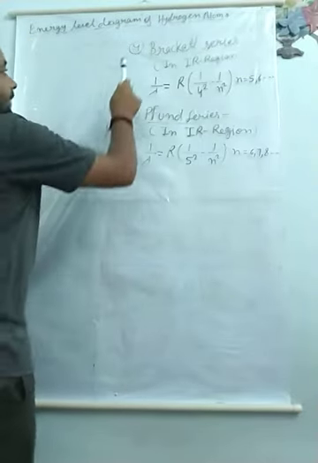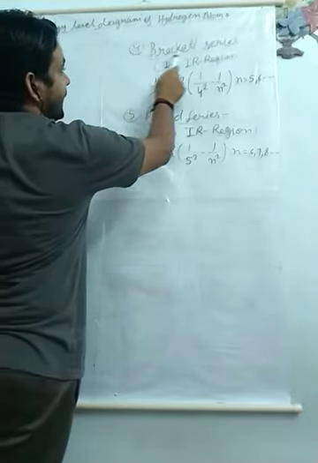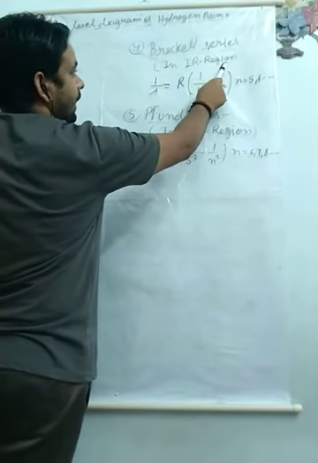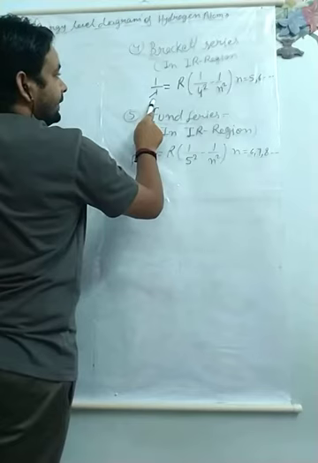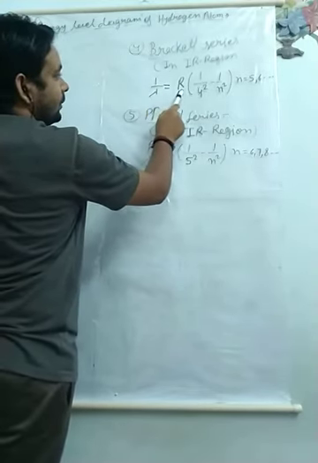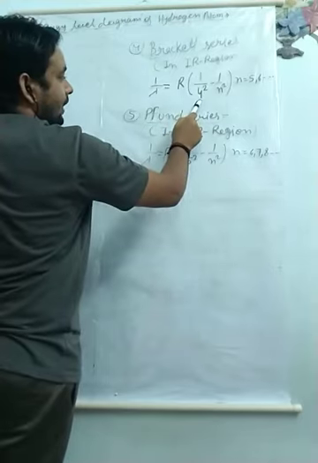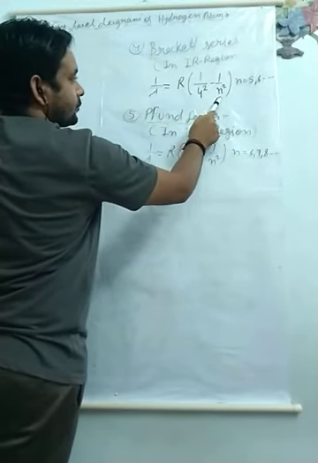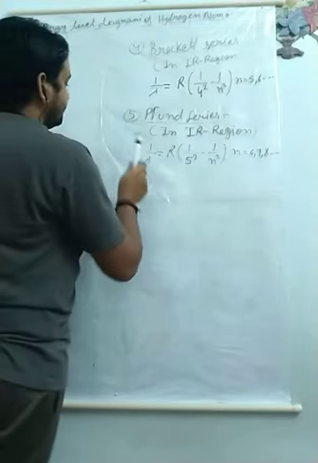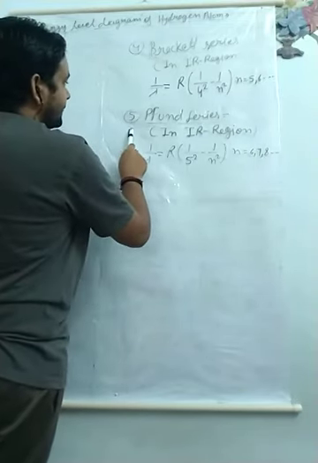These are the next two. The fourth one is the Brackett series. It is also observed in the IR region, and the wavelength is given by 1 upon lambda equal to R times (1 upon 4 squared minus 1 upon n squared), where n is 5, 6 and so on to infinity.